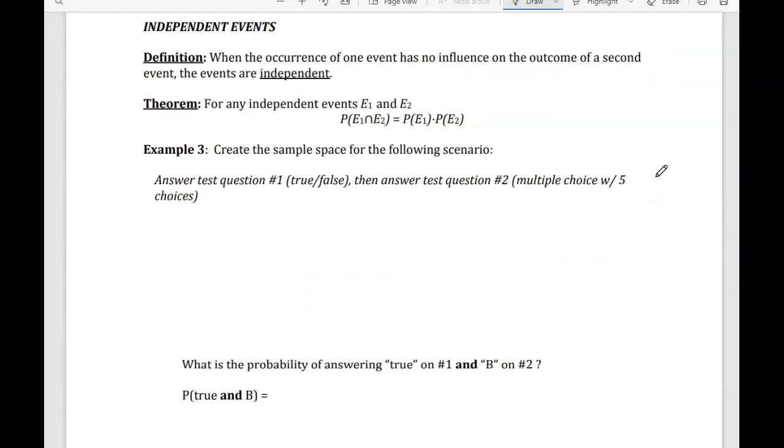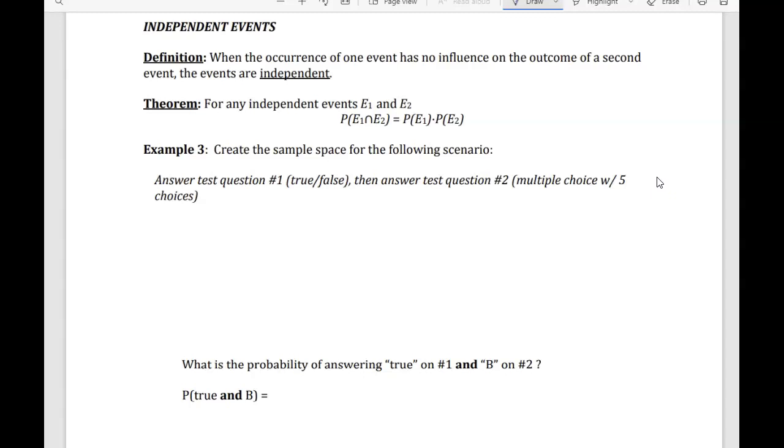Now let's look at independent events. Independent events are events where they have no influence on each other. Whatever happens on the first outcome has absolutely no influence on the second outcome. So this would be like I flip a coin one time, and then I flip a coin another time. Whatever happens on the first one has absolutely no bearing on the second one. These would be independent events.